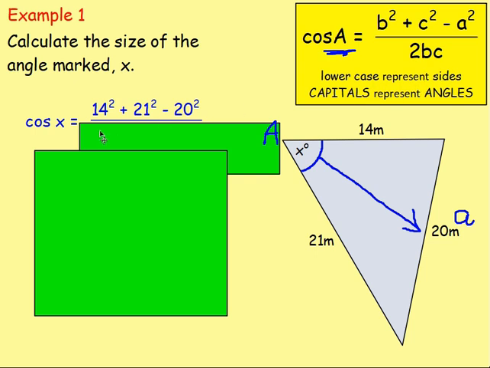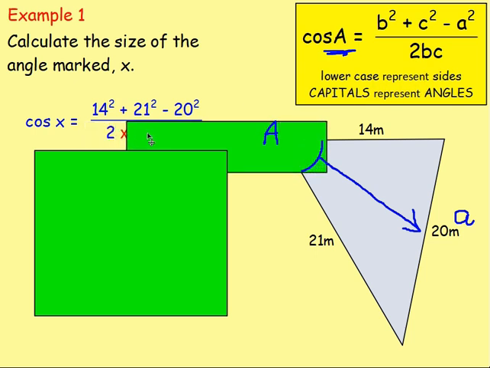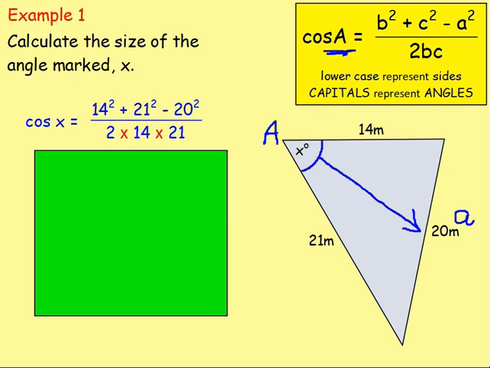And we're dividing that by 2bc, which is going to be 2 times b times c. And again, the b and the c are the 14 and the 21. So it's 2 times 14 times 21, or 2 times 21 times 14, doesn't matter the order, as long as the 20 only appears up here. And that's the one you're taking away because that's the one across from the angle that you want to find.